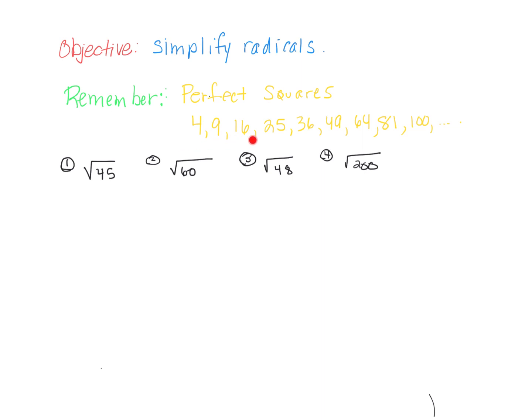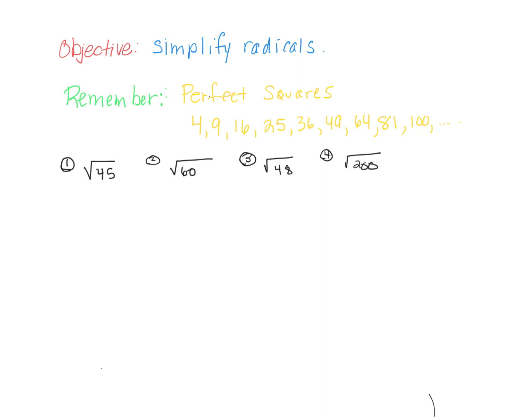And so if we've forgotten our perfect squares, they're listed to 100, and we know that it goes beyond there, but these are the most common ones that we use. And so what we're looking at being able to do is take this radical and we want to simplify it using one of these perfect squares.